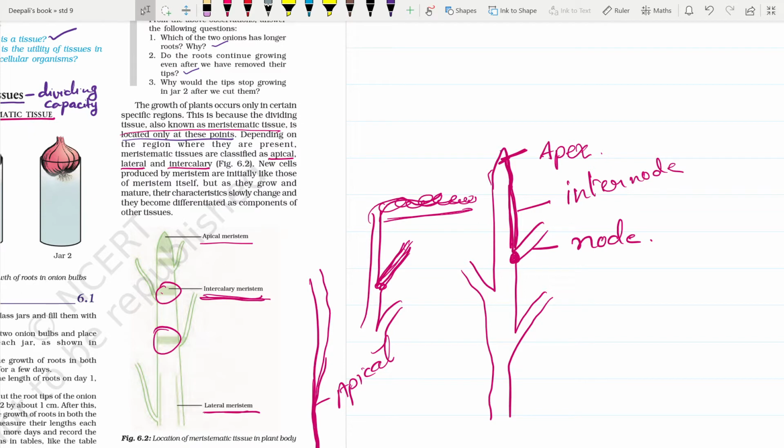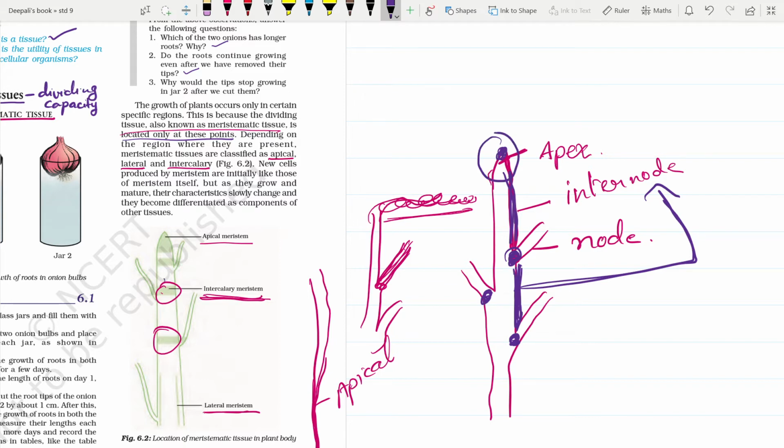The tip of the stem is called the apex. The place between the two leaves growing is called the internode. These all places are called internodes. And the point from where new leaves or new flowers grow is called a node. So if the tissue is present at the apex, it is called apical meristem.